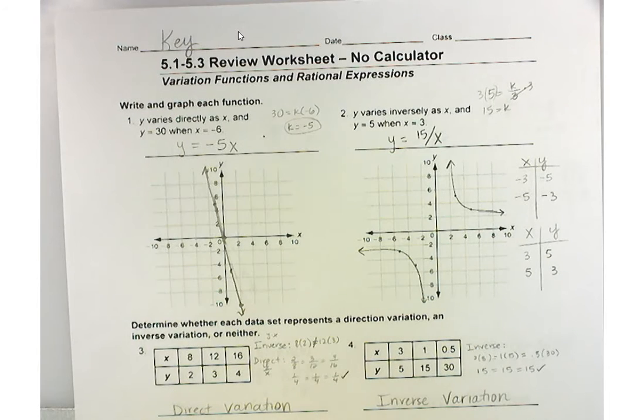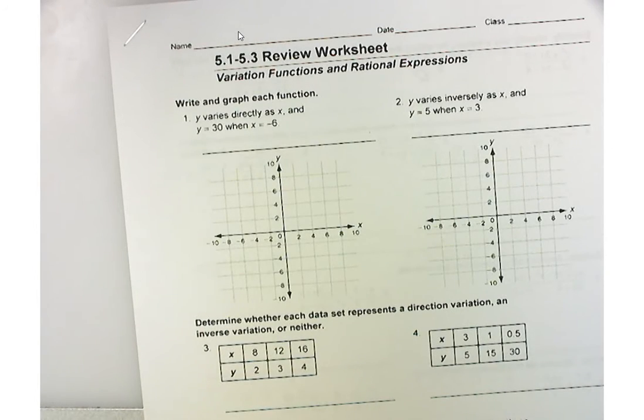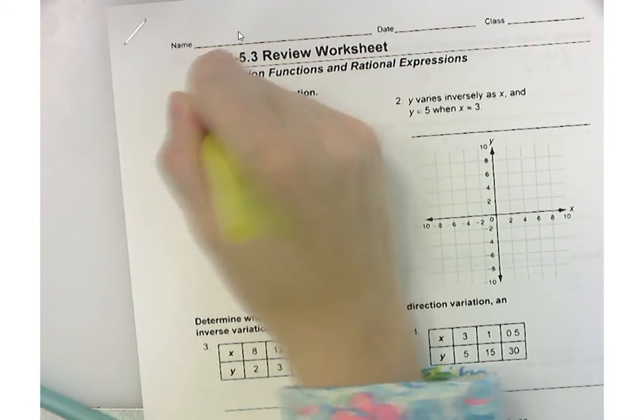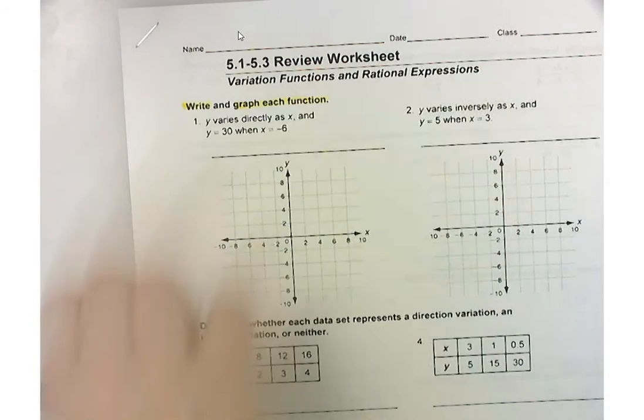All right, so for your quiz tomorrow, the 5-1 to 5-3, you have to know all the different types of variation. Okay, so direct, inverse, joint were the 3 types of variation, and then there can be a combination of any of those. So if it tells you to write and graph each function, don't forget that you do have to write the equation, okay?